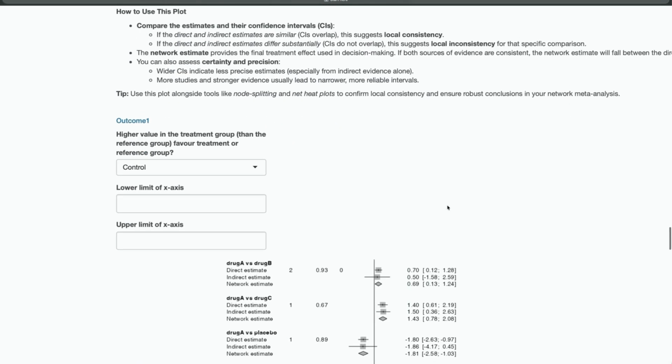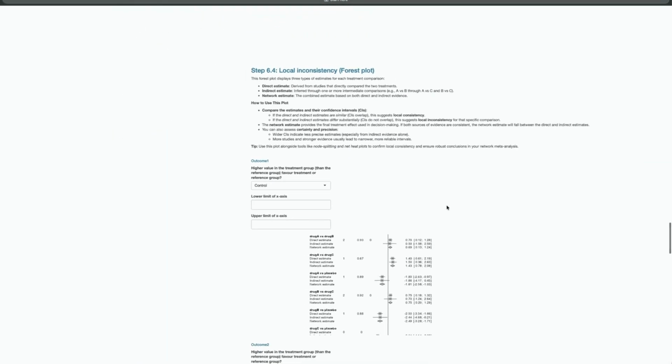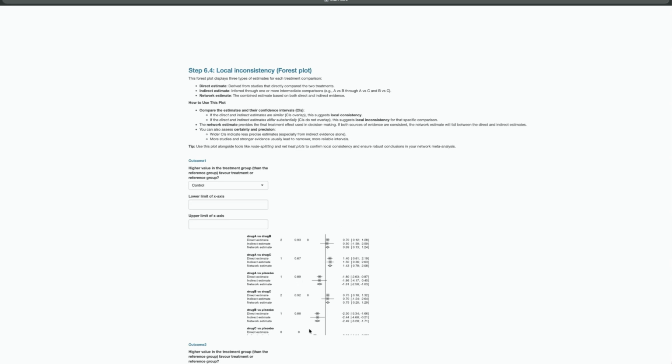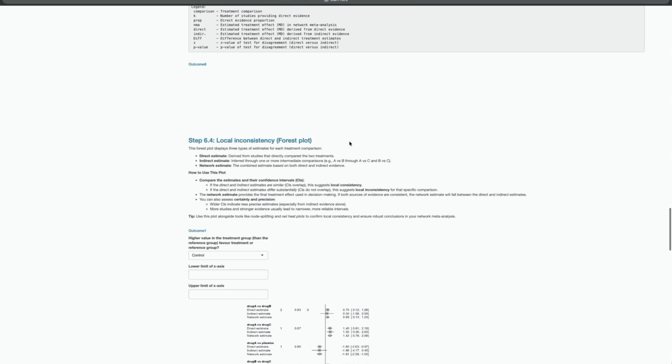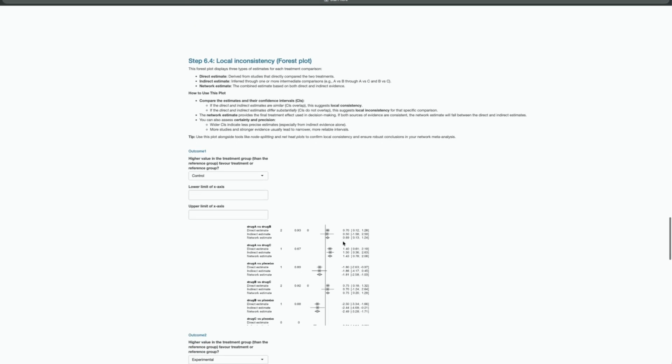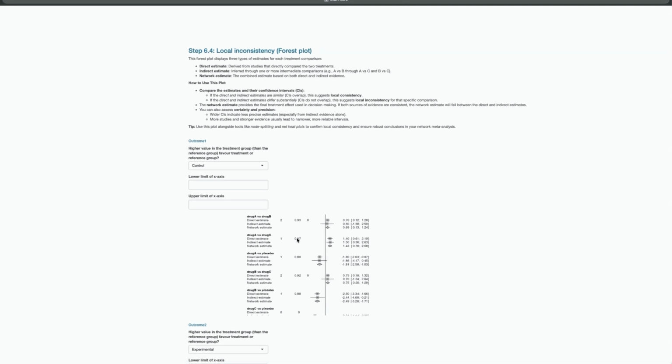Finally, in step 6.4 we have the forest plot. This forest plot will show you the direct estimate, indirect estimate and the network estimate for each treatment. You can check the explanation here for plot interpretation. Usually we will interpret the forest plot in such a way that if the effect size and confidence intervals are on the side of treatment, it means that it favors treatment. Or if it is on the side of control, that means it favors control.